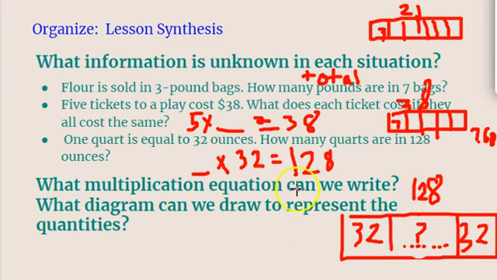So these are all solving the different things. Here we're looking for a total. Here we're trying to find out what each one is. Here we're trying to find out how many groups it took, for how much is in the group, to make the total.